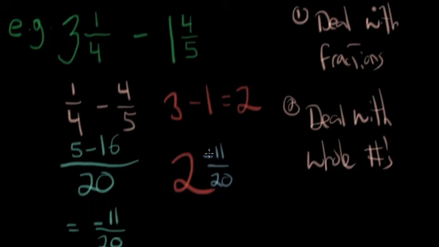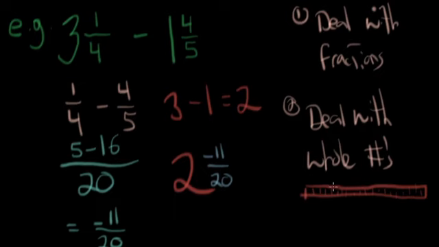If we have a negative, that means we're short 11 pieces. We're short 11 pieces out of 20. I need to do some borrowing. I'm going to borrow a whole from that 2. So I'm going to borrow a whole, and that whole has 20 pieces. So I'm going to borrow all 20 of those pieces.